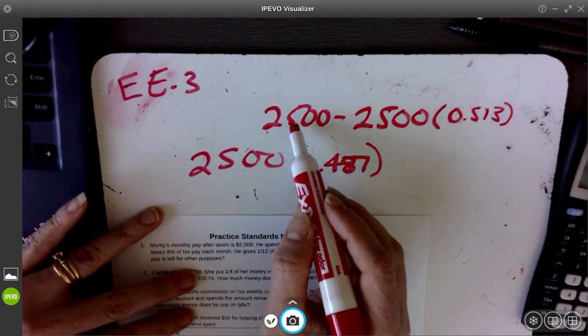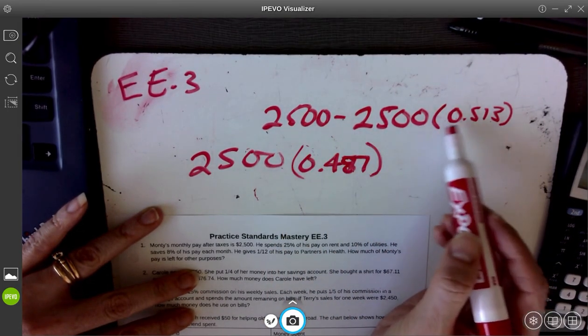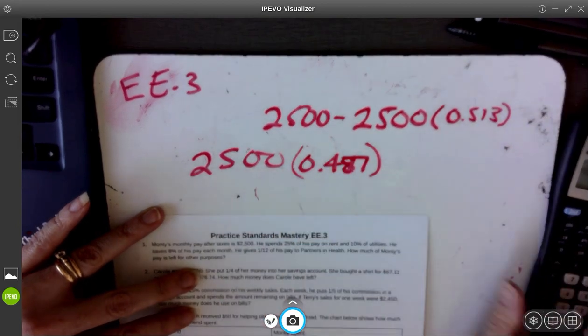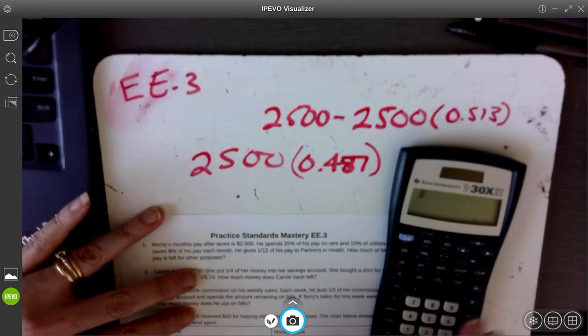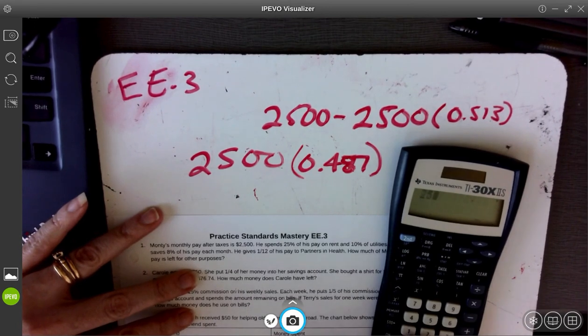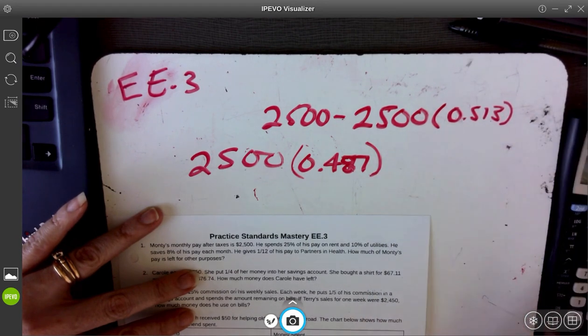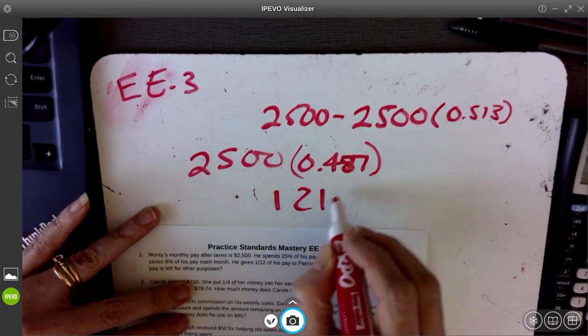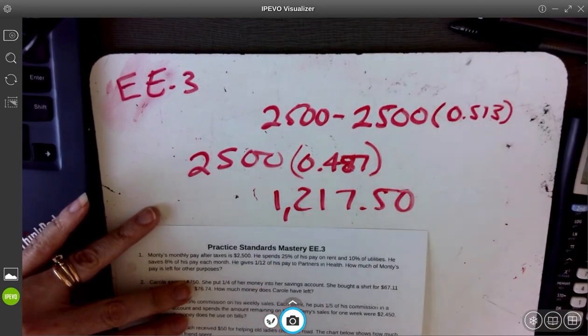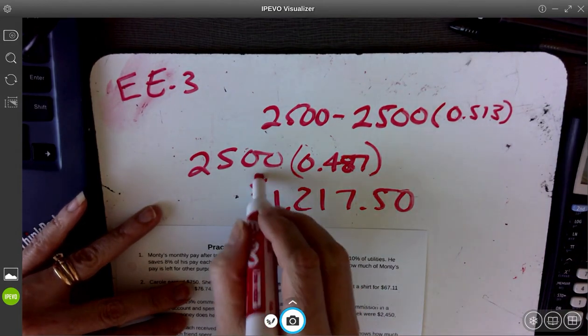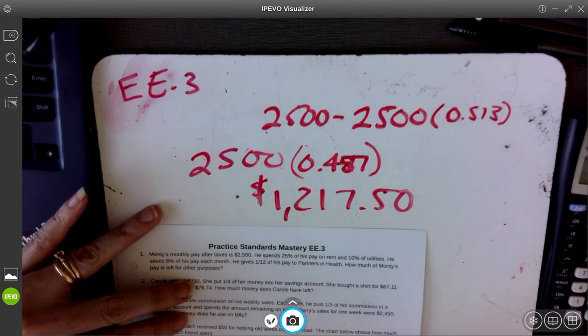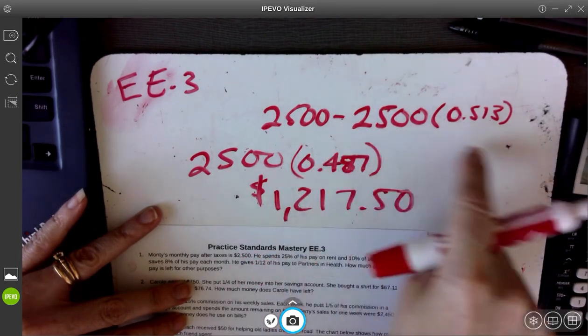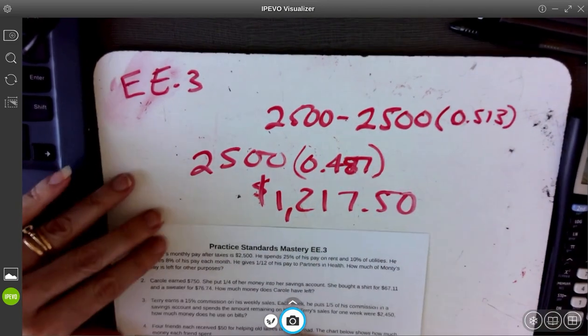I have the total he has minus the amount he's already accounted for, or I could find out just what's left. And that's what I'm going to do. I'm going to find the 48.7%. So 2,500 multiplied by 0.487 to find the 48.7%. So that leaves him $1,217.50. Okay, again, if you use the other expression, you get exactly the same thing. You do whatever way works for you.